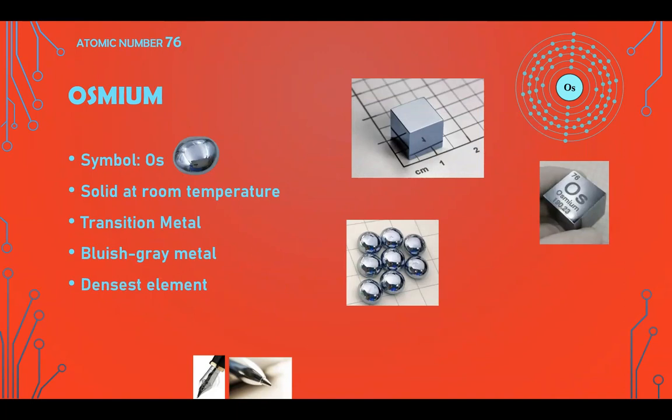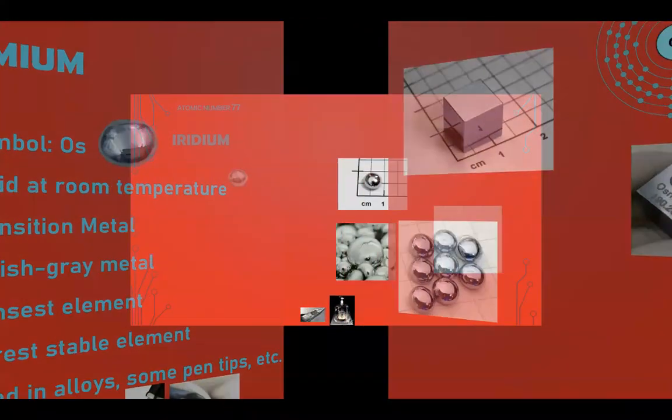I have made an entire video dedicated to osmium as well as hydrogen and a few other elements. Check out the playlist on the top right corner. Regardless, osmium is the densest element, as I said, and its density is around 22.5 grams per cubic centimeter, which is a lot. Osmium is the rarest stable element, and it is used in alloys, some expensive pens, etc. By the way, when I looked at osmium's price, it blew my mind.